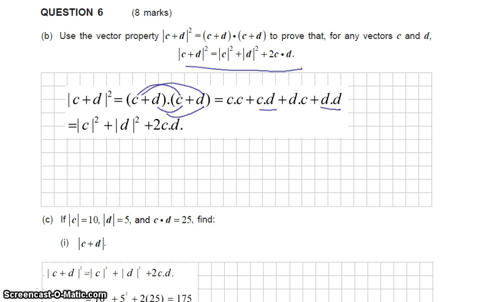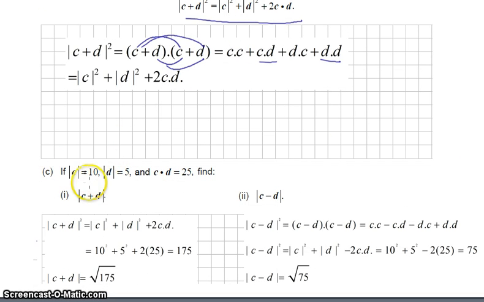Okay, we move on to part c. Now, over here you are given that the modulus of C is 10, the modulus of D is 5, and C dot D is 25. So what we need is to substitute all these values into this equation here, and we obtain the square of the modulus of C plus D is equal to 175, and hence the modulus of C plus D is square root of 175.